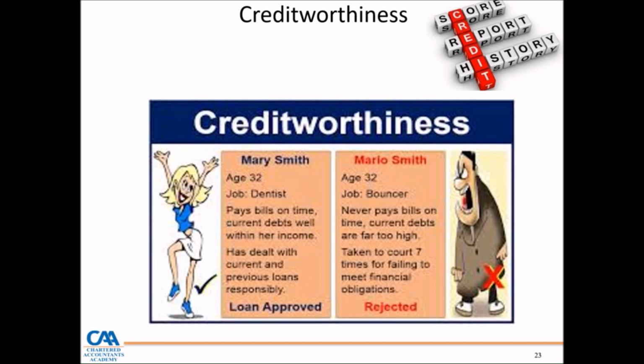So you need to consider the state of the general economy. For example, in Zimbabwe, things are not going so well. So if you give someone a loan, what if they fail to pay you back? So you also need to consider economic factors.